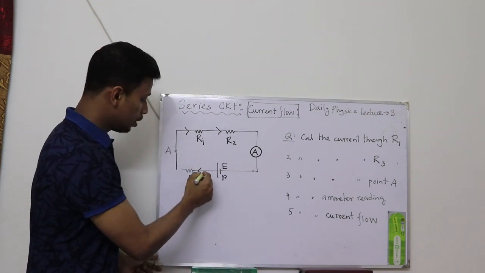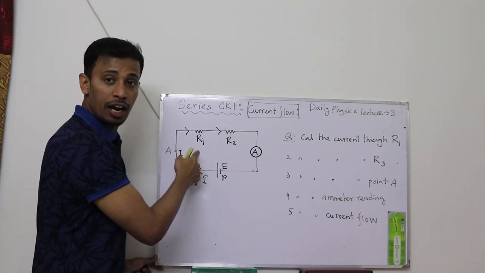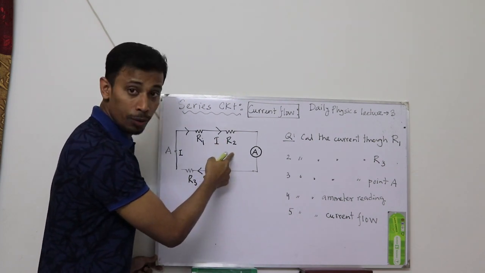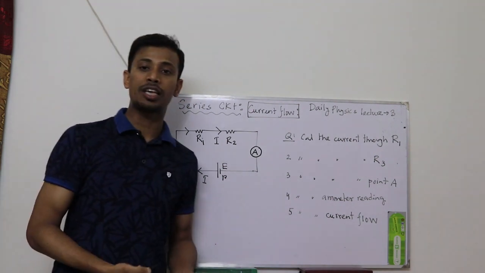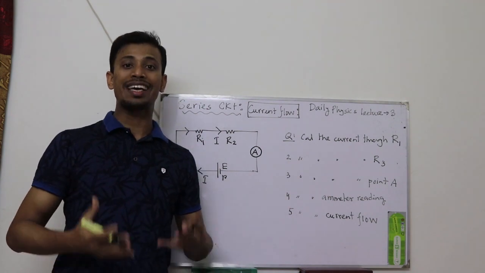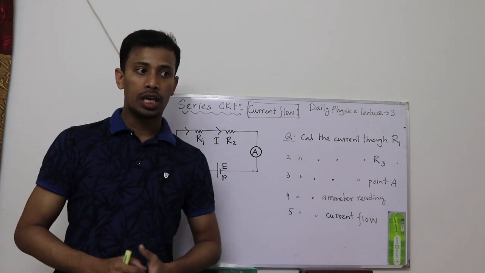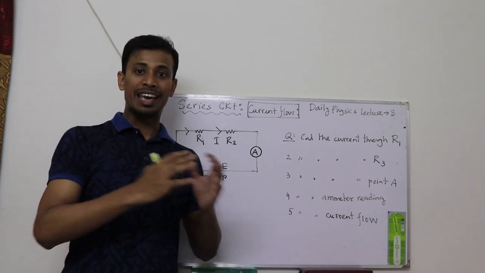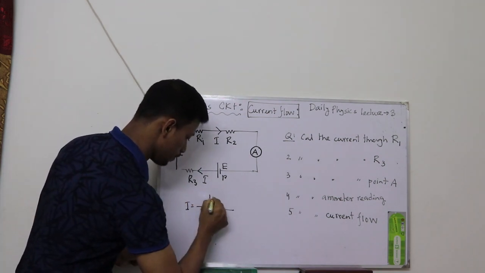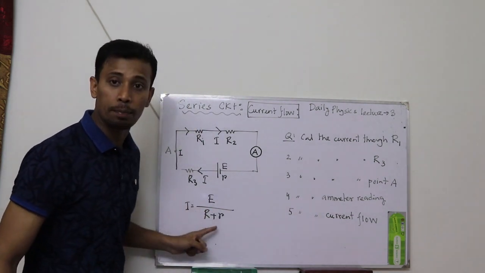The current flow through R3 will be I, current flow through A will be I, current flow through R1 will be I, current flow through R2 will be I, and similarly current flow through the ammeter will be I. But the main question is how we can get I. In the previous lecture, while discussing EMF in the first lecture, I gave you an equation, and that equation is I equals E divided by R plus small r.